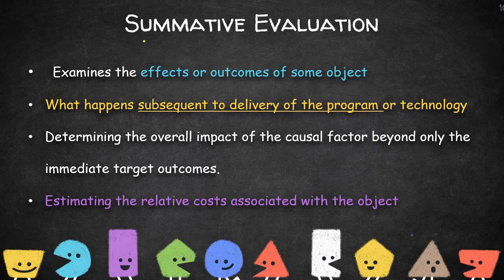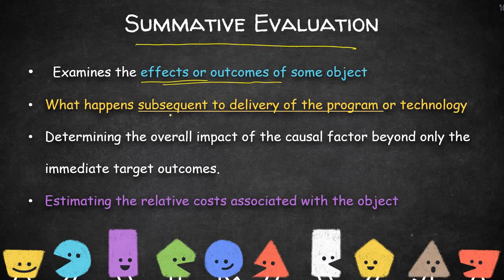The second kind of evaluation is summative evaluation, and as you could see, sum means arriving at some number, reaching the end. It examines the effects or outcomes of some object. Whereas the input and the processes are important when we were talking about formative evaluation, effects or outcomes become our primary objective when we are talking about summative evaluation.